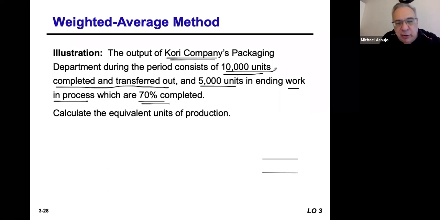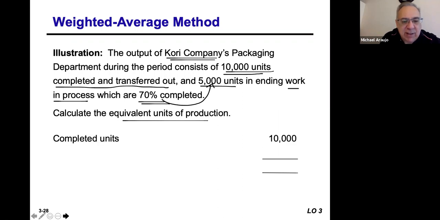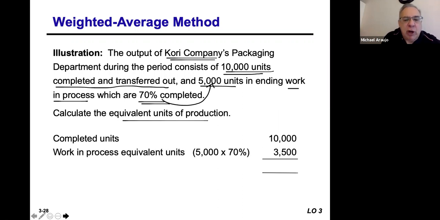So these 10,000 units are already complete. And 70% of these 5,000 units are complete. So what is the equivalent units of production? How much is basically done, right? That's the equivalent units. Well, again, those 10,000 units that have been completed and transferred out, we know are done. We also know that 70% of the work has been done on the 5,000 units that are in work in process. So we can convert that into 3,500 more units that have been done.